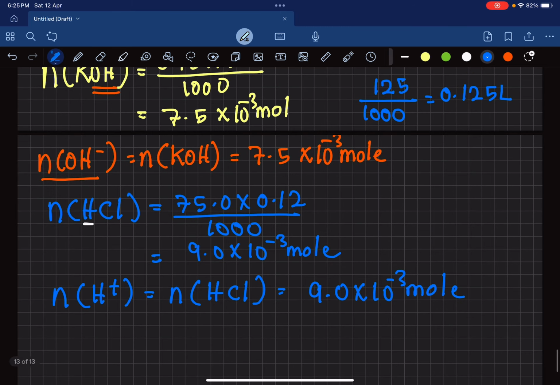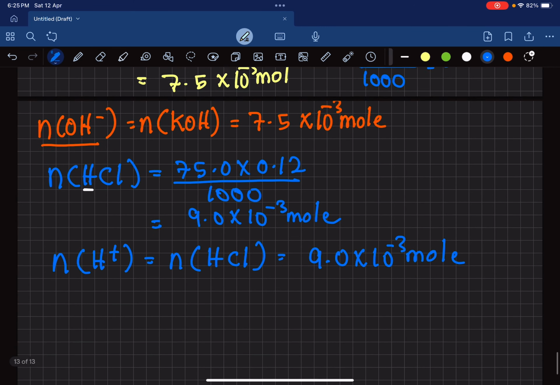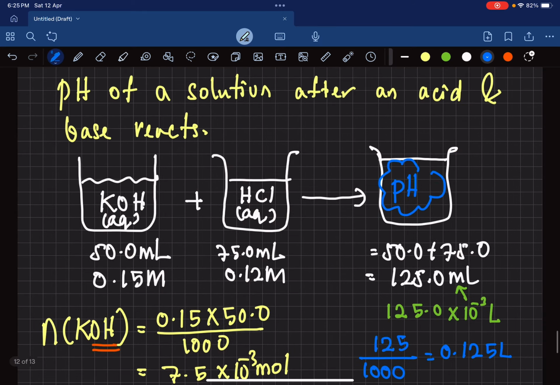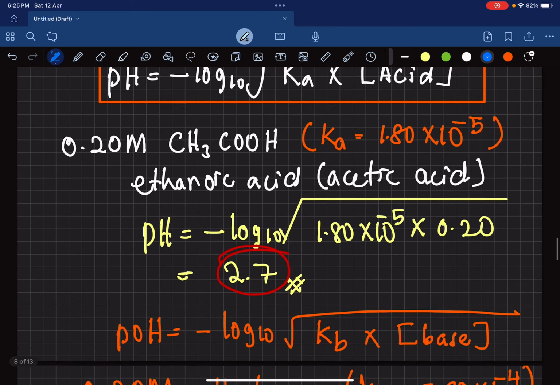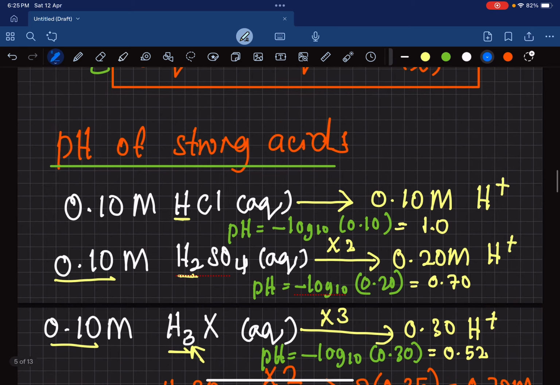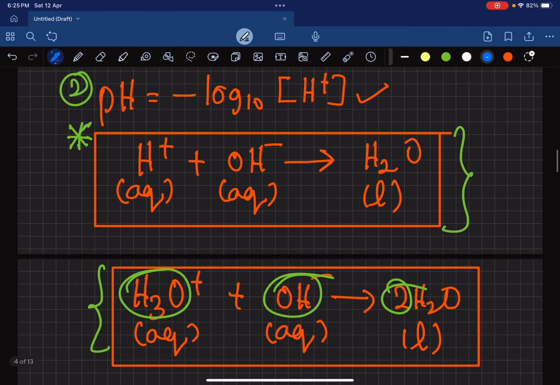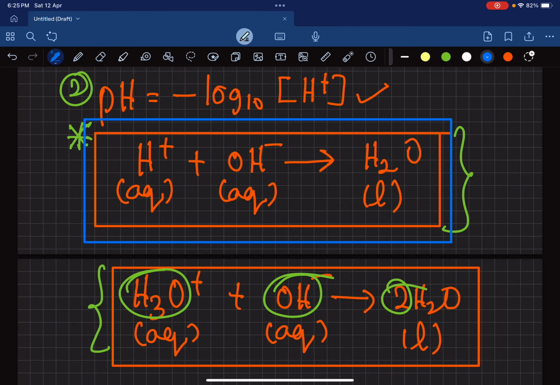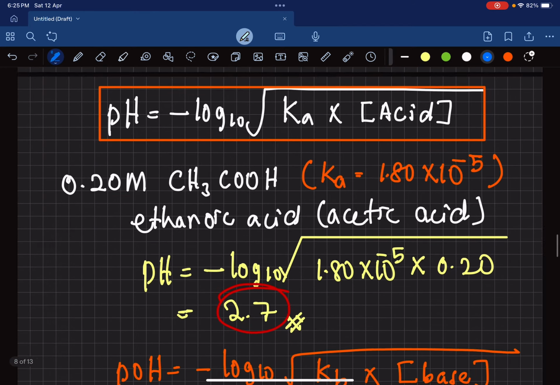So we have that many moles of hydrogen ions and that many moles of hydroxide ions. Now, if you remember, in the video just before this, I told you about this equation here, this one. We're going to use this equation, hydrogen and hydroxide. Okay, so let's go back to this.